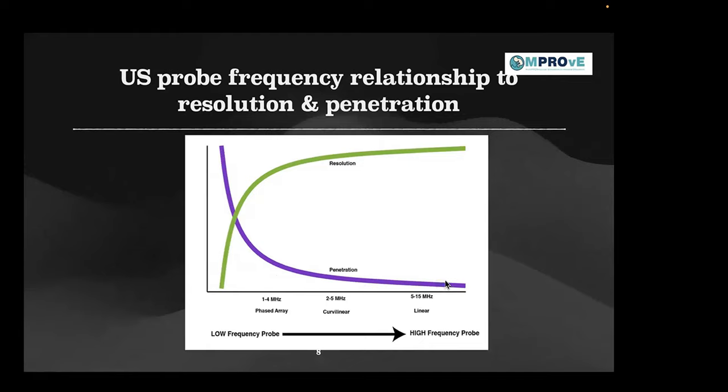As your frequency increases, you get the curvilinear and the linear probes, as you are all using the linear at the moment, at 5 to 15 megahertz. You get a high resolution picture, but at the cost of penetration. So you cannot see deeper structures, but whatever superficial structure you see, it gives you a very crisp image.